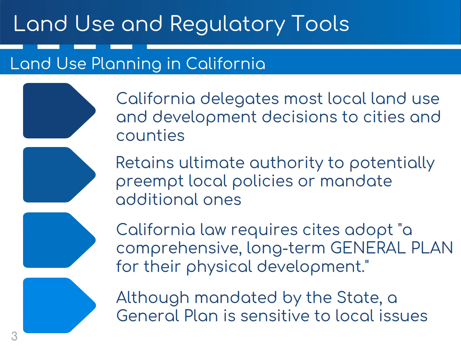The general plan serves as the overarching regulatory framework for a city's spatial and physical growth. Although the framework is set in state law, a general plan is sensitive to local issues and reflects the unique physical, economic, and demographic characteristics of the city. Each city's elected legislative body, in other words, the City Council, upon recommendation of their planning commission, adopts its general plan and implements it through its zoning, subdivision, and other ordinances.